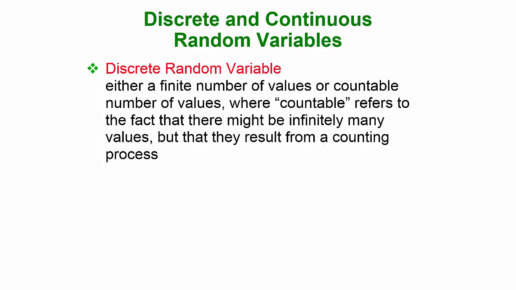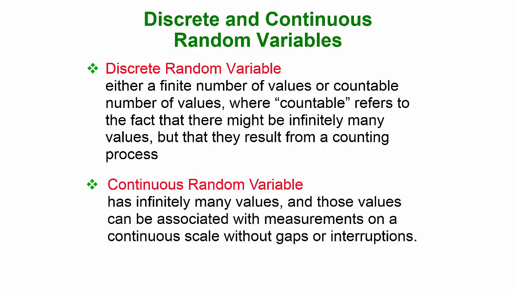A discrete random variable has either a finite number of values or a countable number of values, where countable refers to the fact that there might be infinitely many values, but that they result from a counting process. A continuous random variable has infinitely many values, and those values can be associated with measurements on a continuous scale without gaps or interruptions. So a discrete random variable has to be countable. It can't be split up into decimals, but a continuous random variable is associated with measurements. So anytime we're measuring something, that would be a continuous value.